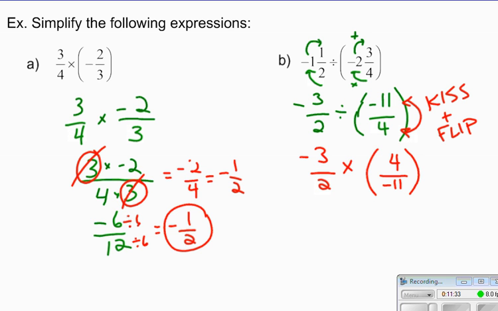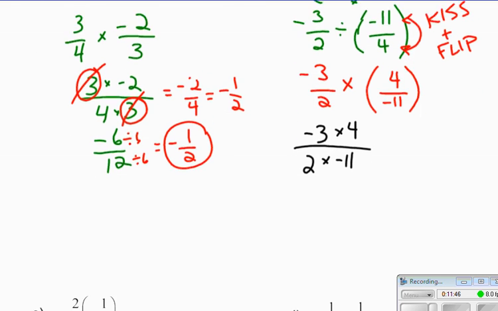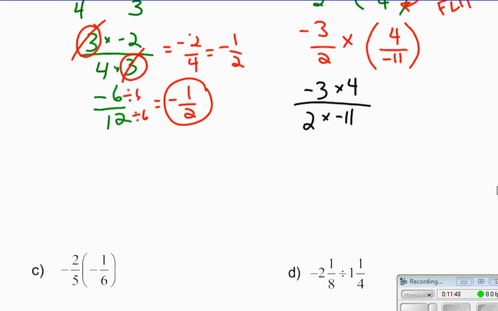Now we just multiply. Numerators with numerators, denominators with denominators. So negative 3 times 4 over 2 times negative 11. If you want to use brackets to keep your integers together, you can, but you don't have to. So we get negative 12 over negative 22. So I hope you remember that a negative divided by a negative cancels each other out, or they become a positive. So this is the same thing as positive 12 over 22.